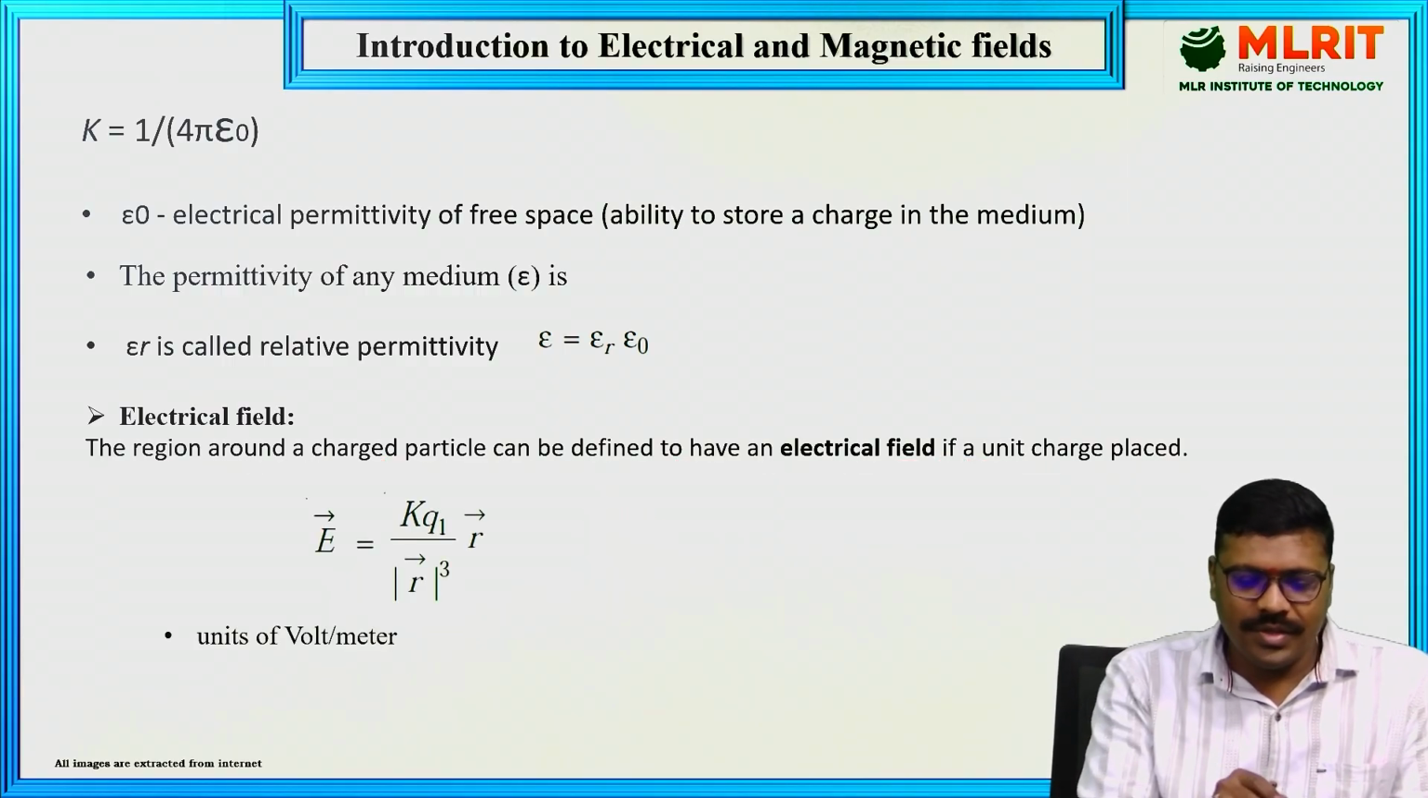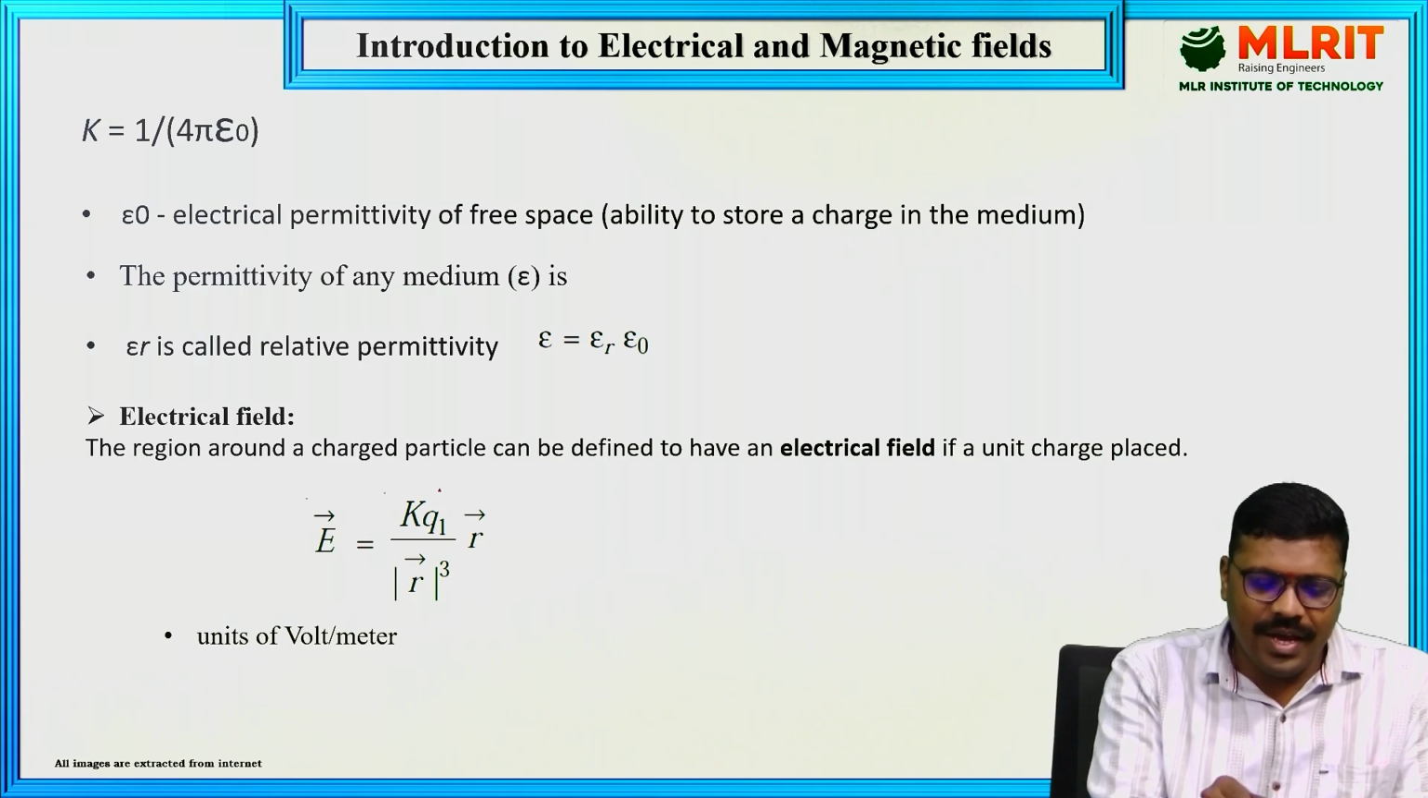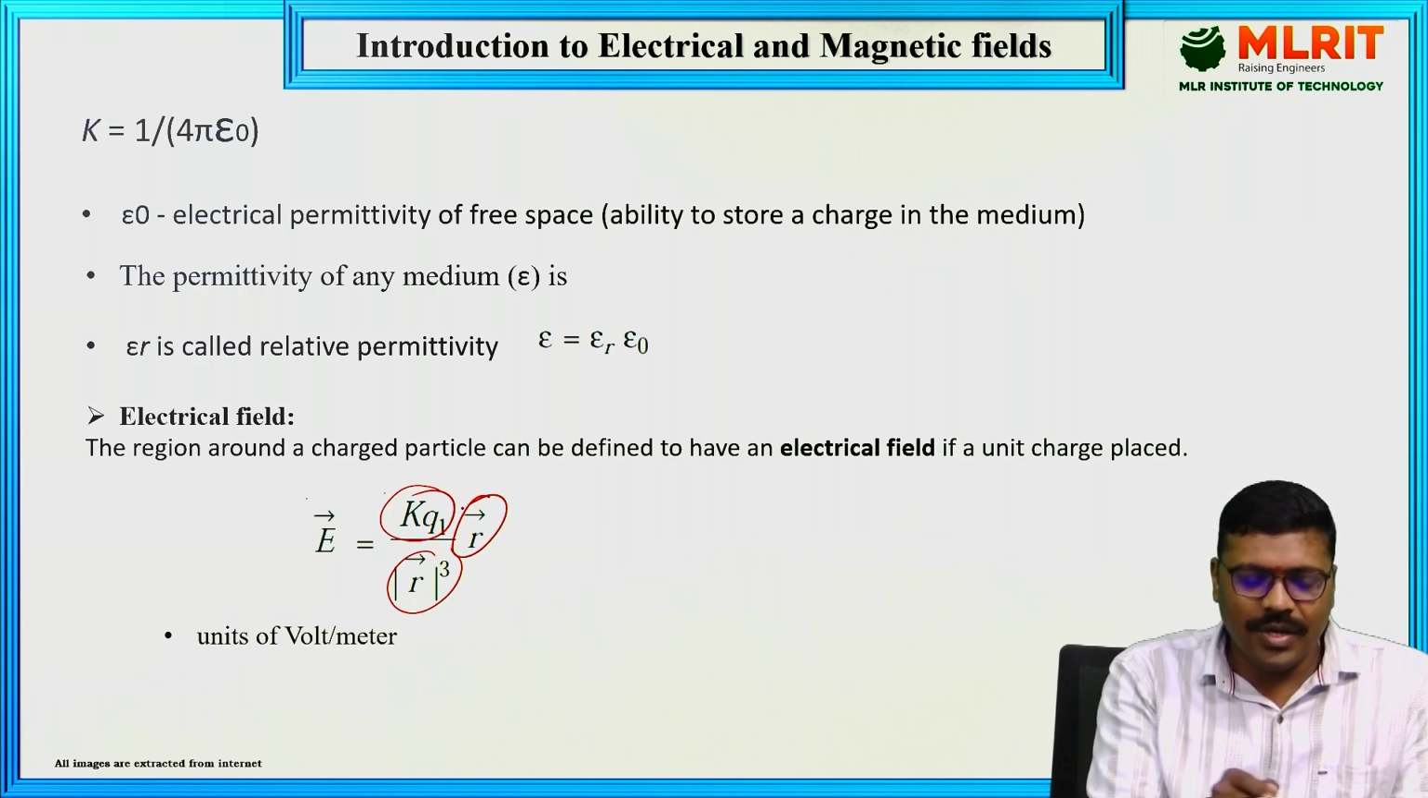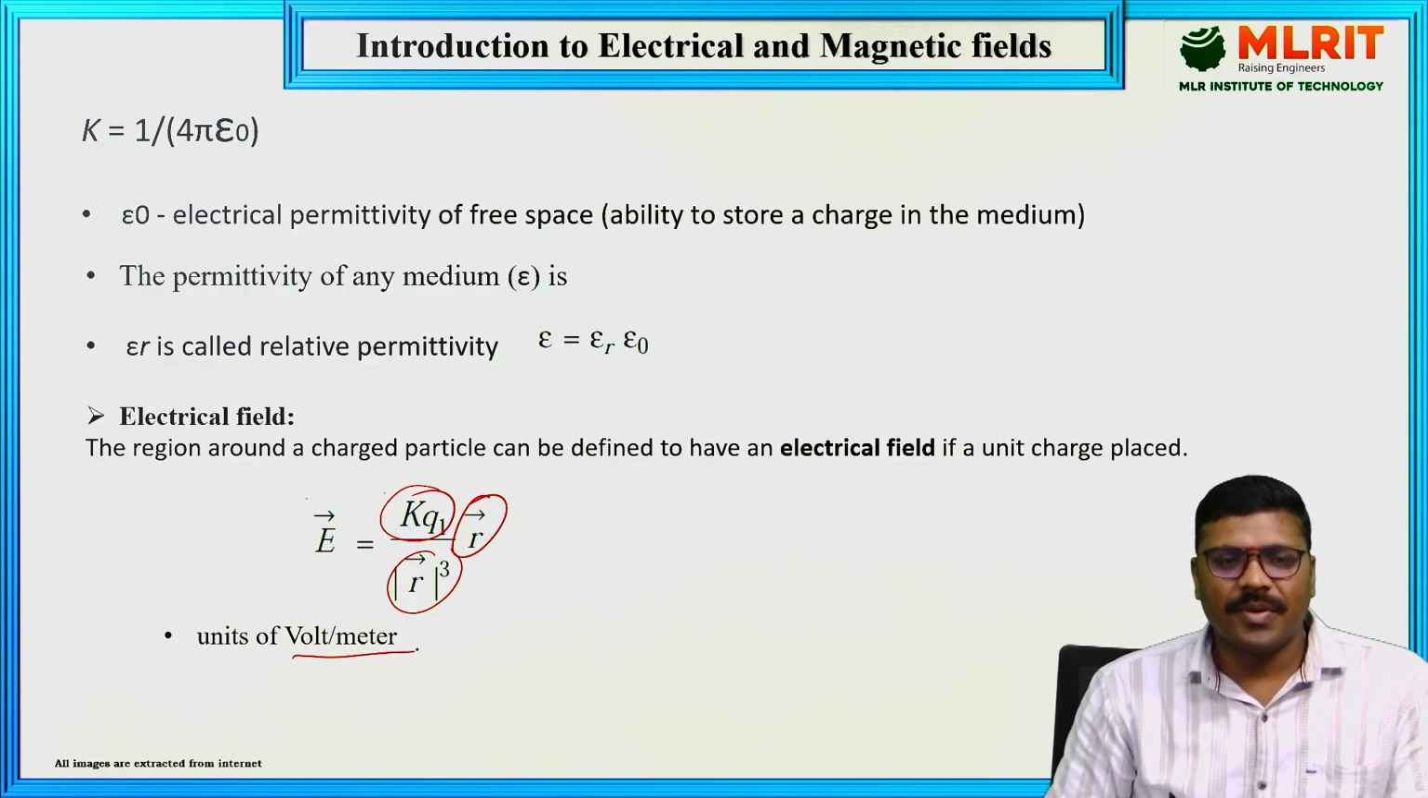This electrical field can be given as K into Q1 by R cube into R bar. The unit for the electrical field is volt per meter.